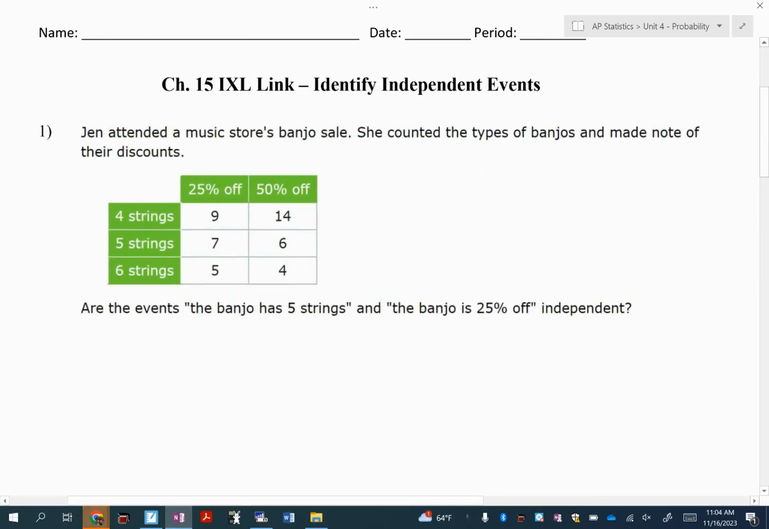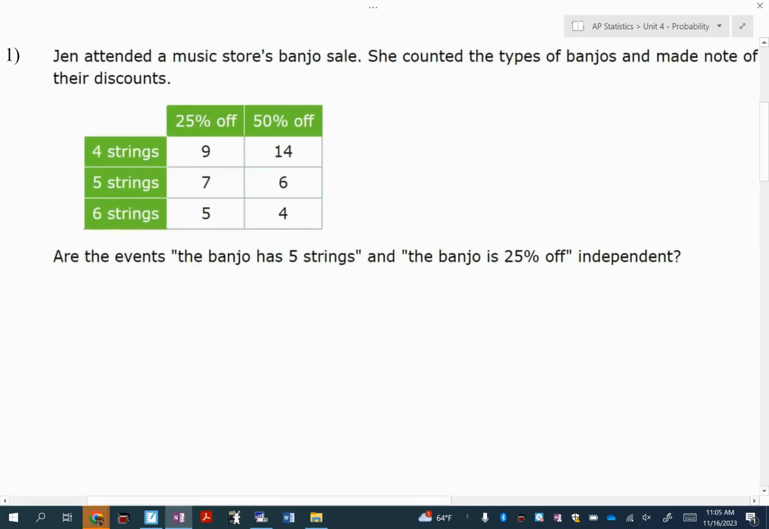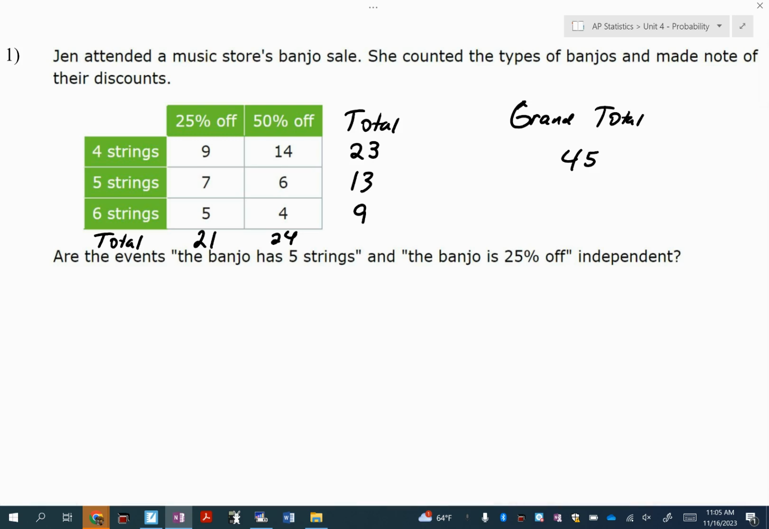So Jen is attending another music store's banjo sale, and she has this table for us, so let's go ahead and make our totals. I see 25, 13, 25. Yikes. Good start. Please don't unsubscribe. 9, 21, 24. Grand total is 45? Let's see if I can do the counting on the other ones. Yes, 36 plus 9 is 45. Mathing is tough. Okay. Are these events independent?